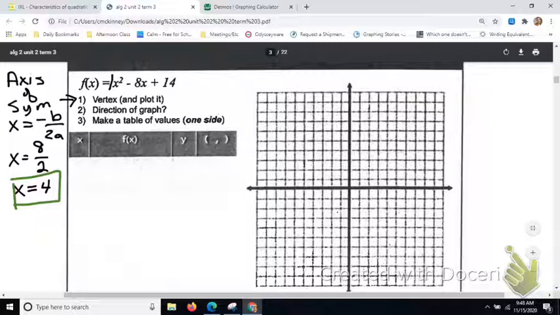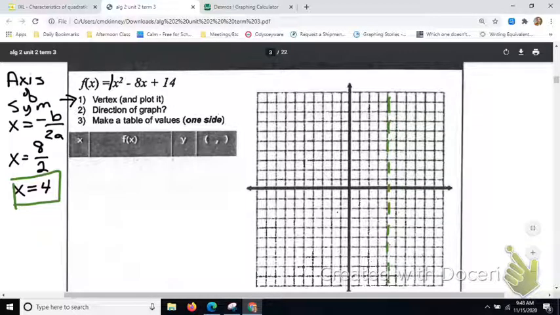So I'm going to come over here on my graph, and I'm going to find where x is 4. There's 1, 2, 3, 4. And I'm going to attempt to draw a dotted line straight up and down along x is equal to 4. I know that that green dotted line is the line that's going to divide my parabola into 2 mirror parts.